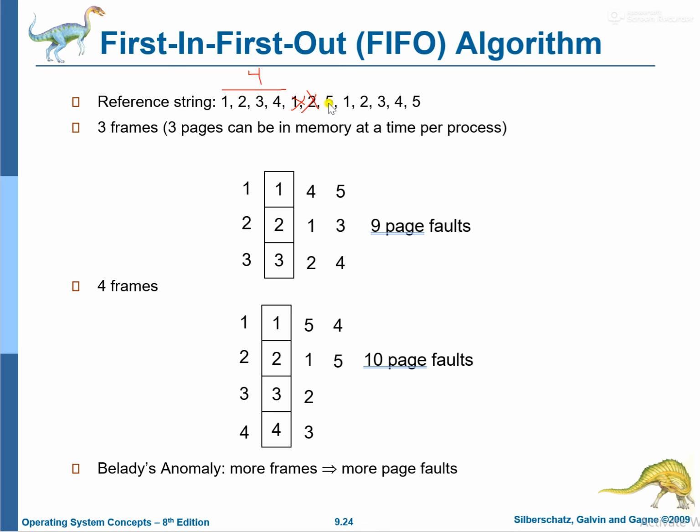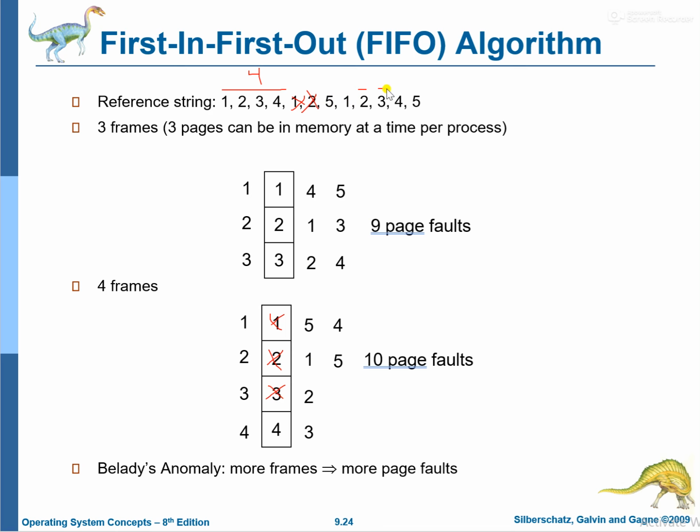Now we need 5 and 5 is not present over here, so we need to bring it into the main memory. First in first out, so 1 will go out and 5 will be brought into the main memory, so 1 page fault here. Then after 5 we need 1, and now 1 is not present in the memory, so we have to bring it, so 2 will move out and 1 will be brought into the memory. After that we need 2 and 2 is not present in the memory, so we have to remove 3 and bring 2 into the main memory.